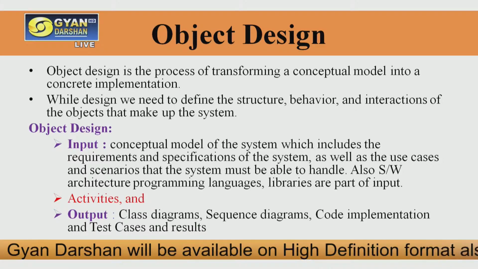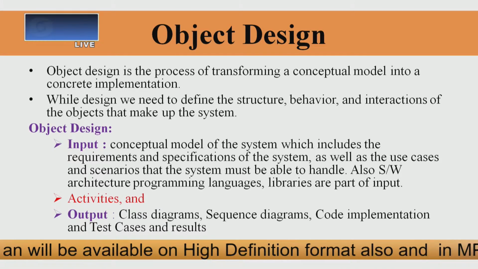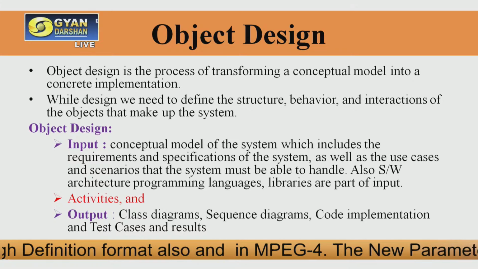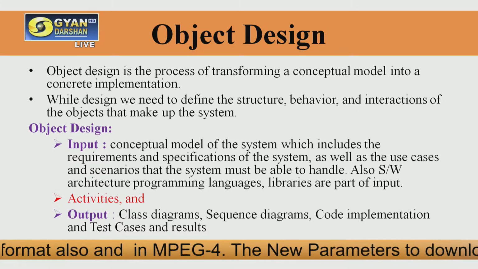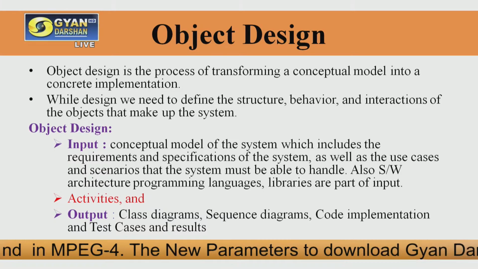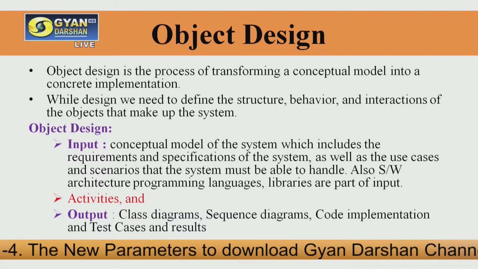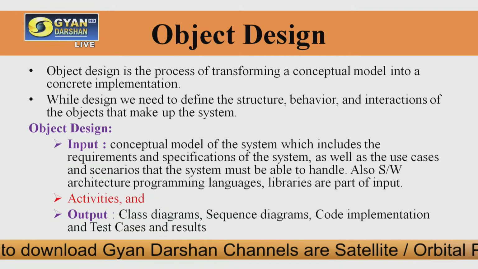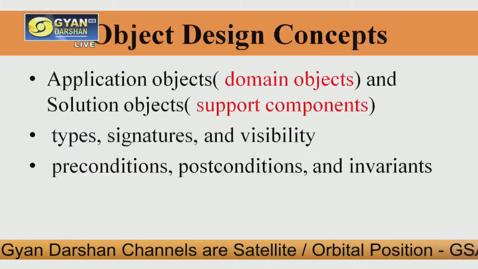The second point, and the third is the output. As output we get the class diagram, sequence diagram, code implementation and test cases, and the results of the test cases. So these are the basic activities we go through when we are designing the objects.